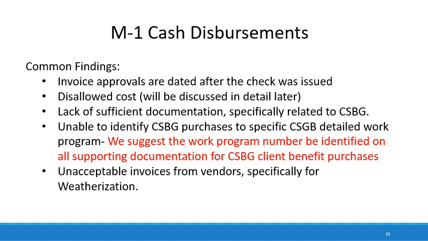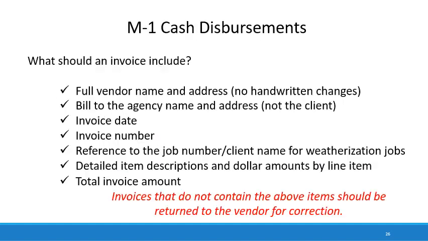So some of the things we find common in cash disbursements are the invoices were approved after the check was issued. There are also some disallowed costs we find, and there's lack of sufficient documentation specifically related to CSBG transactions. And then we're unable to identify CSBG purchases to specific work programs. So what we would like for you to do is possibly write the work program number on your purchases for any client benefits. And then we also have some unacceptable invoices from vendors, specifically for weatherization.